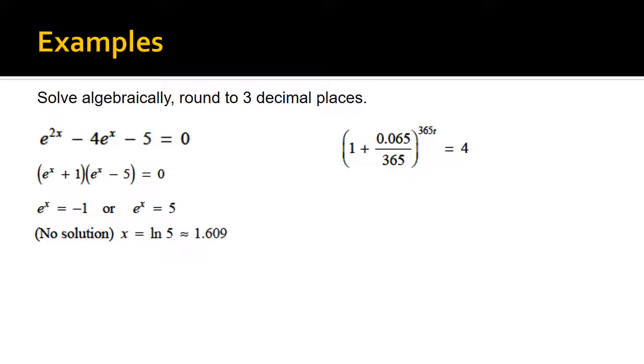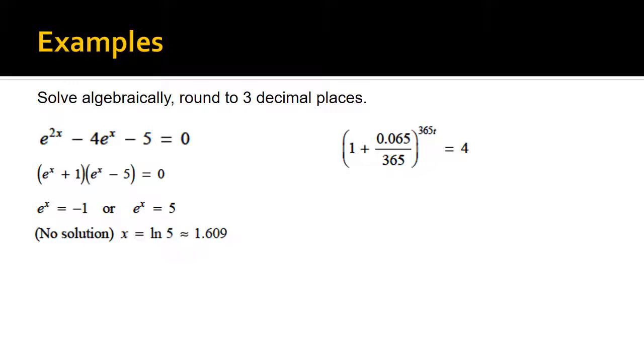Okay, here this was done without the u substitution. You're certainly welcome to do a u substitution. U would replace e to the x. U squared would replace e to the 2x. Your factoring with u would be u plus 1 times u minus 5 equals 0, which would give you u equals -1 or u equals 5, and then you'd replace those with e to the x.